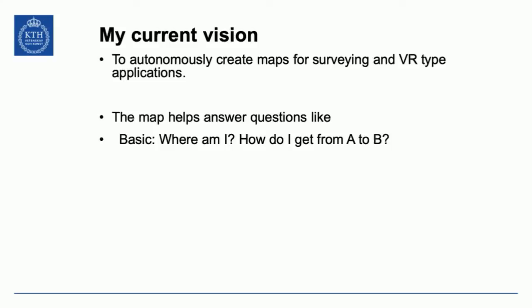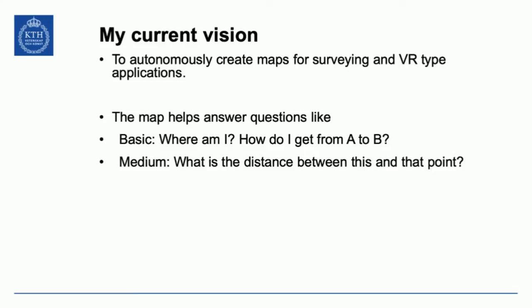So I want to be able to answer questions. On a basic level, I need to know where I am or where the robot is. And I need to be able to answer how to get from A to B. This is what localization and mapping has been about from the beginning. This is the very fundamental part of it.